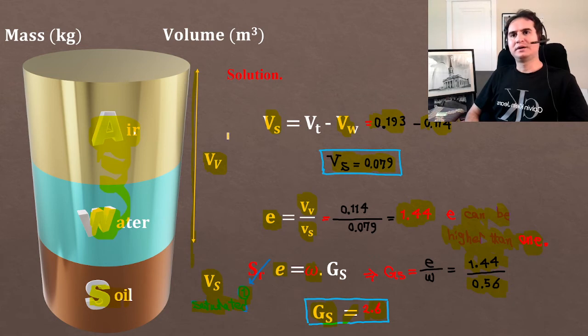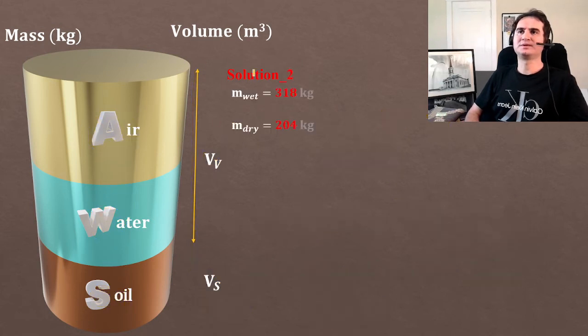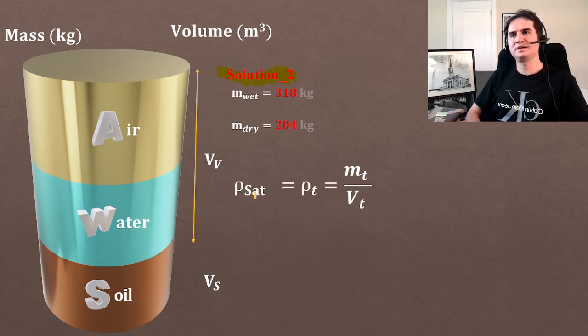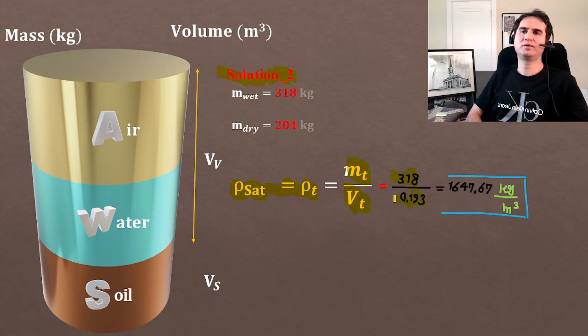We can also solve this problem with an easier approach. That's solution 2. In this solution, we directly calculate rho total, or rho saturated, which in this case are equal to each other. That's total mass over total volume, 318 over 0.193, and it gives you a saturated density of 1647.67 kg per cubic meter.